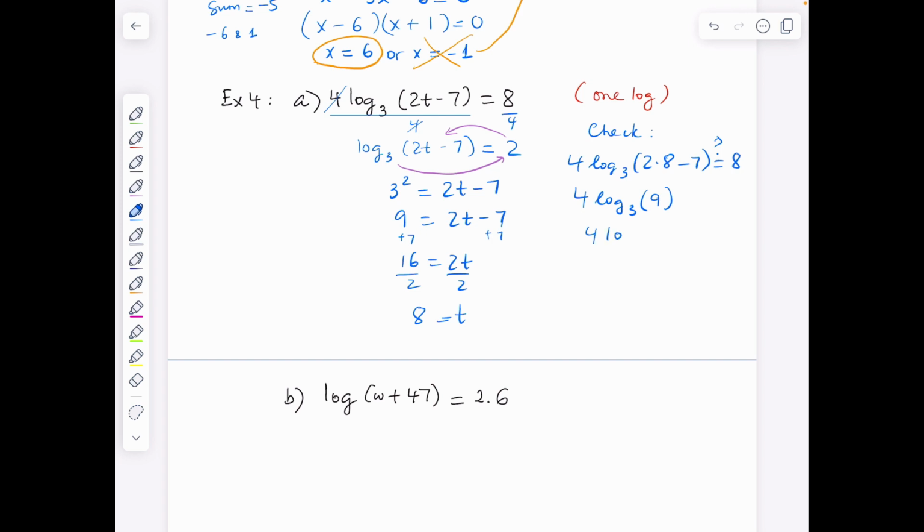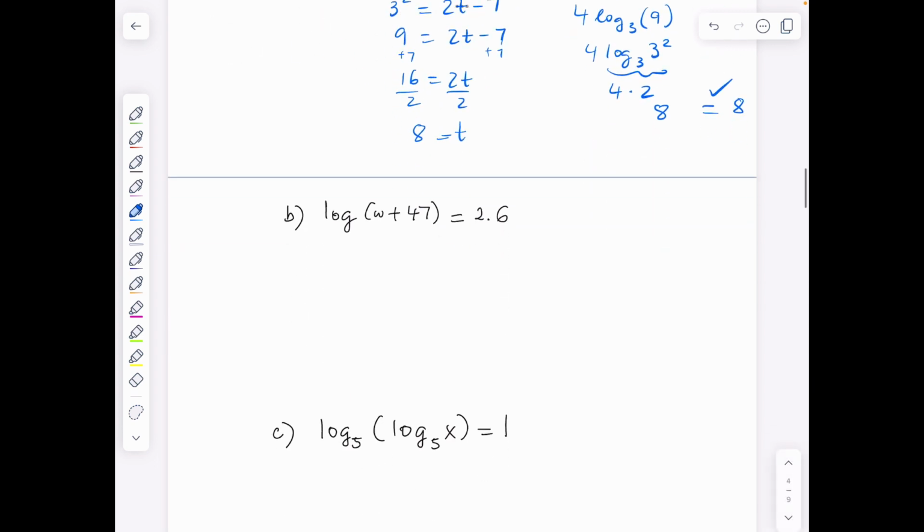And then log base 3 of 9 is the same as 3 squared, so this will cancel to simplify to 2. But we'll look at 4 times 2, and 4 times 2 does give you 8. So it is equal to the other side. So that means our answer is correct.